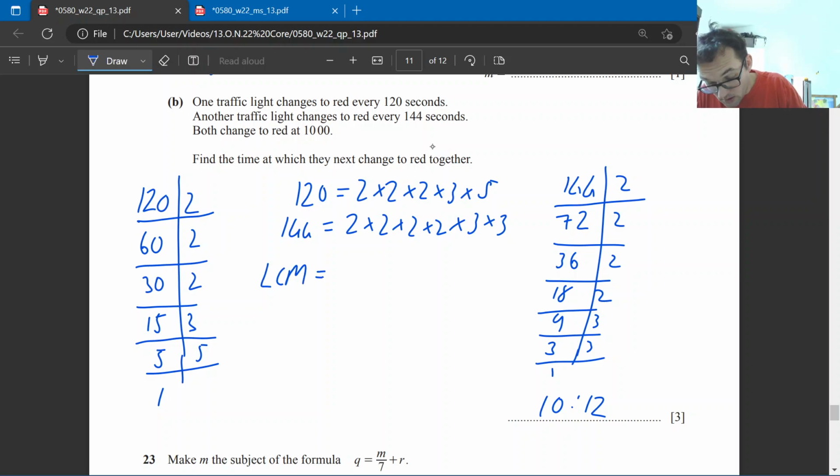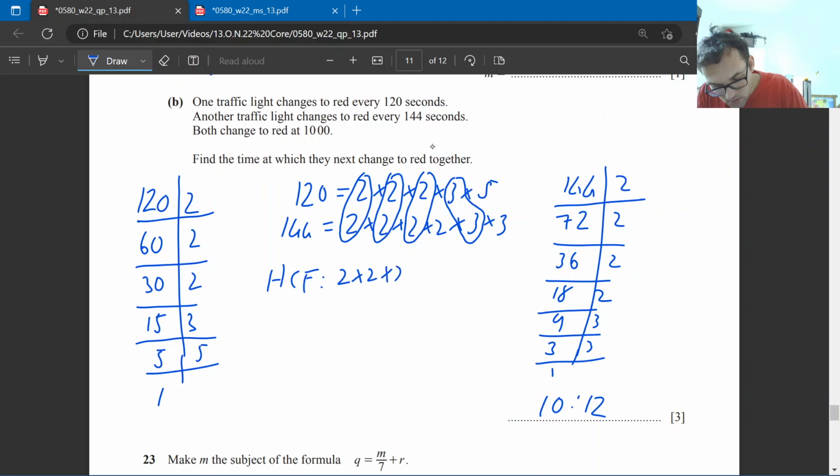Okay, that's what we actually look at. We want the lowest common... No. First we get the highest common factor. Sorry. Highest common factor is all the factors they have in common. 2 and 2, 2 and 2, 2 and 2. There's no more 2's in the first one, but there's a 3 there. So that will be 2 times 2 times 2 times 3. 2 times 2 being 4 times 2 is 8 times 3 is 24.